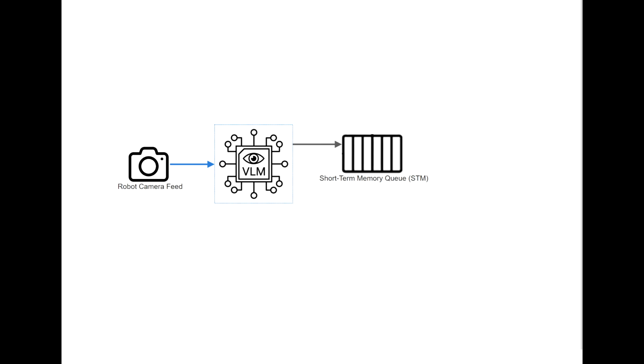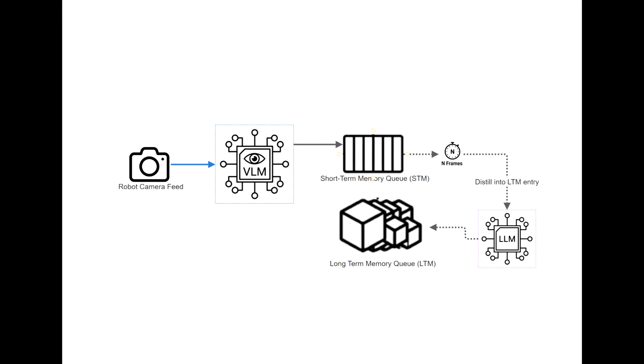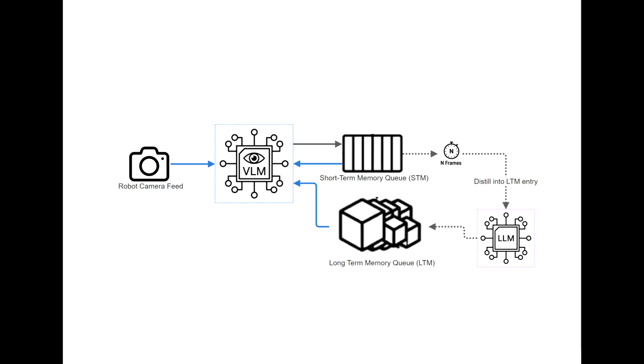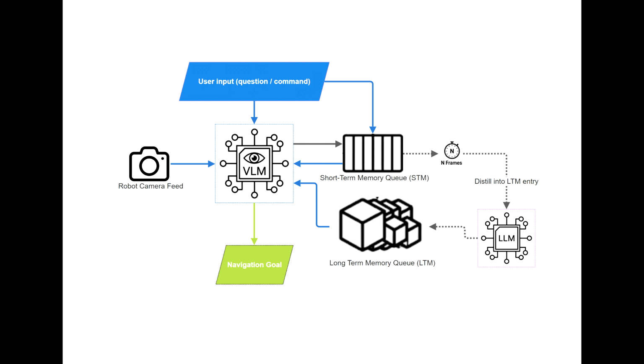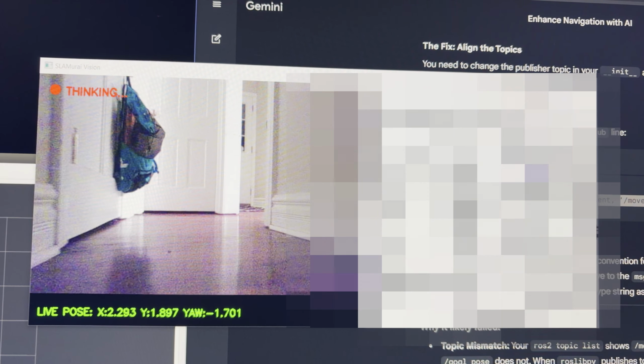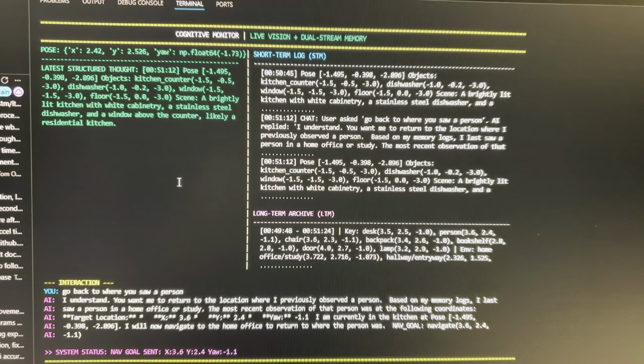These thoughts get stored into a short-term memory, and every n frames, an LLM is asked to distill the current short-term memory bank into a single long-term memory entry. The user may then ask a question or command, resulting in the VLM outputting a navigation command using its memory bank as context. When deployed, the pipeline will look something like this, where the robot sees from its camera and iteratively thinks while referencing its memory banks as context.